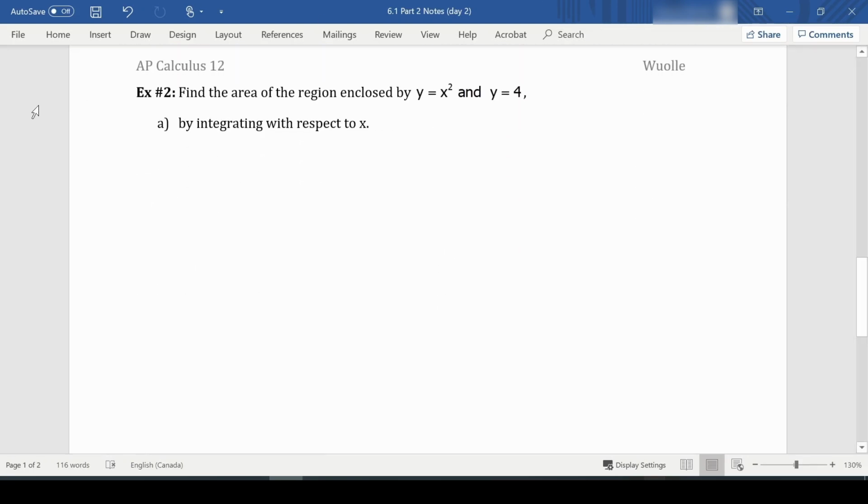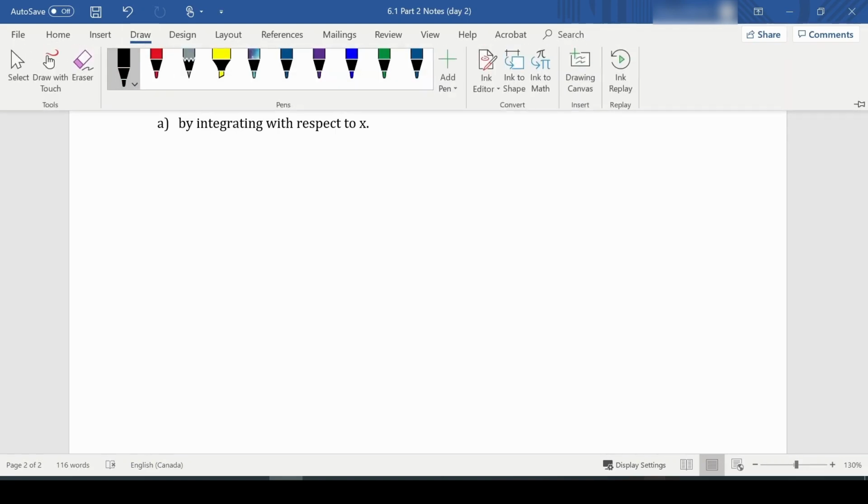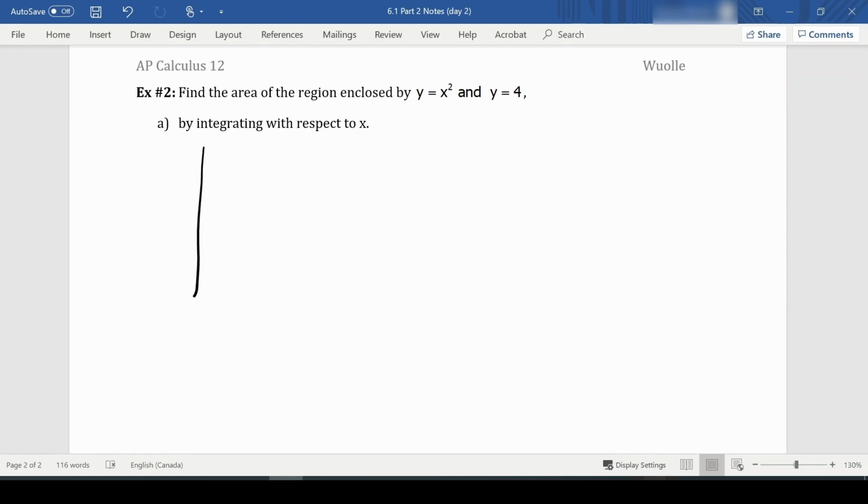All right, we're going to try another one. What we're going to do for this one is we're going to try it both ways. We should get the same answer. We're just going to be looking at it from different perspectives. So the first one, we're going to integrate with respect to x. This means that our bounds are going to be x values of intersection points, because we weren't given x values in the question to use.